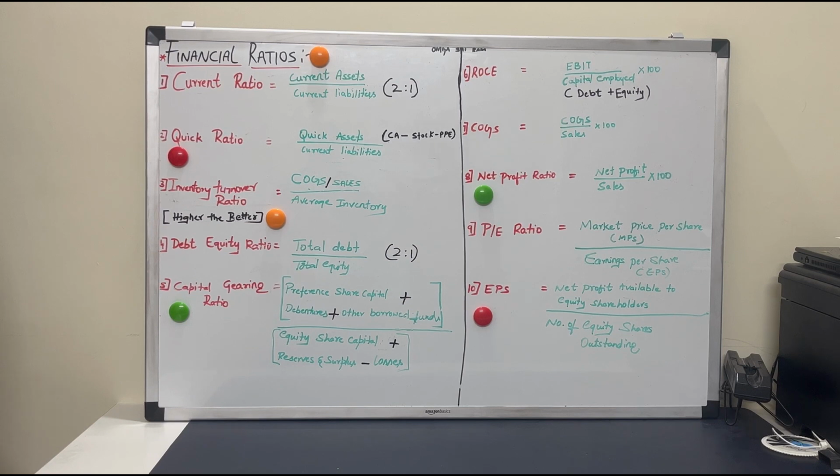Now why is this ratio, the ideal ratio is 2 is to 1? This is because, let's say for example, company is having less debt, let's say 20 lakhs and equity is at 50 lakh. Now as we know that for equity, there is no compulsion or mandatory thing to pay any interest or dividend compulsorily, unlike preference shares.